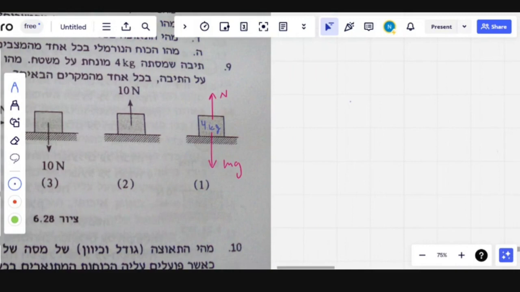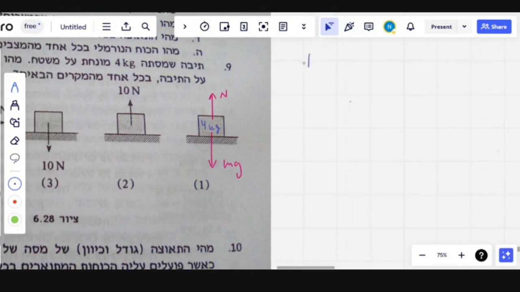And how do we find the normal force? So what do we know? We know that N must be equal to mg, because this box is not accelerating. So N, the normal force, must be equal to mg.